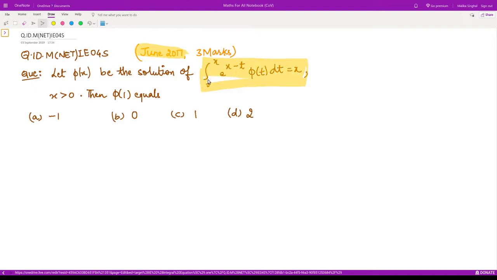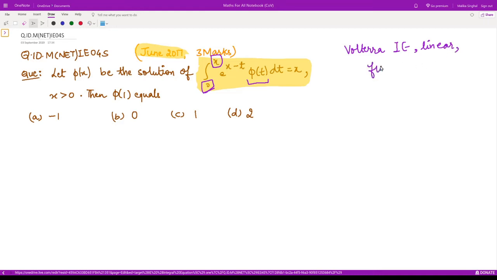This is a first kind Volterra integral equation because the limits here are variable, right? The lower limit is 0, the upper limit is x, which is variable. So this is a Volterra kind of integral equation, right? And moreover, it is linear because this unknown phi is appearing only once. So this is linear and it is of first kind.